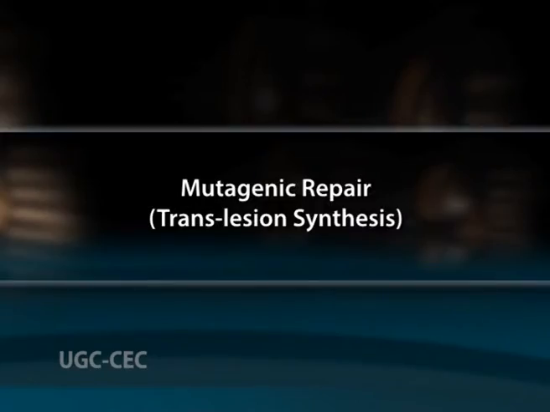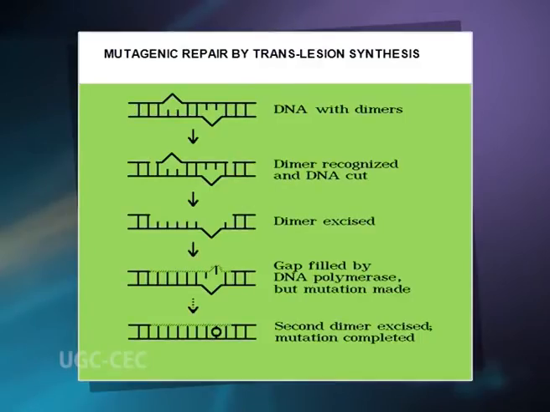Mutagenic repair or translesion synthesis. An alternative scenario for a DNA polymerase blocked at a dimer is to change its specificity so that it can insert any nucleotide opposite to the dimer and continue replication.